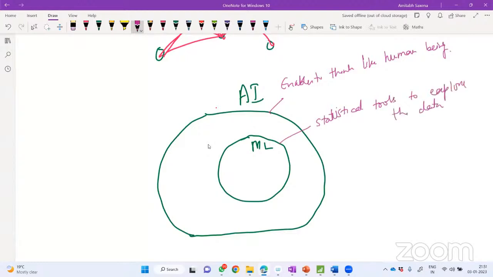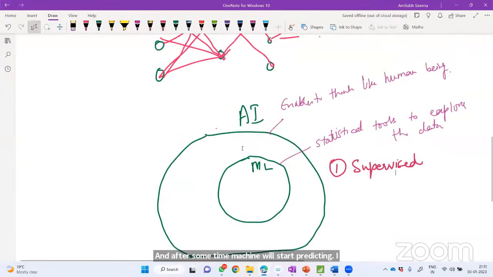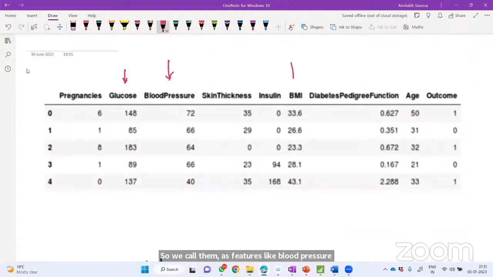Means I use labeled data, and I train the machine using the labeled data, and after some time machine will start predicting. I will just take an example. Suppose I show you one data like here. So we call them as features like blood pressure, glucose, BMI, age. Based on that, person has diabetes or not. Let us say one represents diabetes and zero represents no diabetes. So this is known as labeled data.